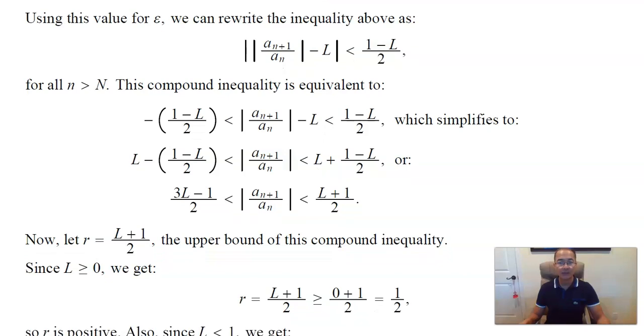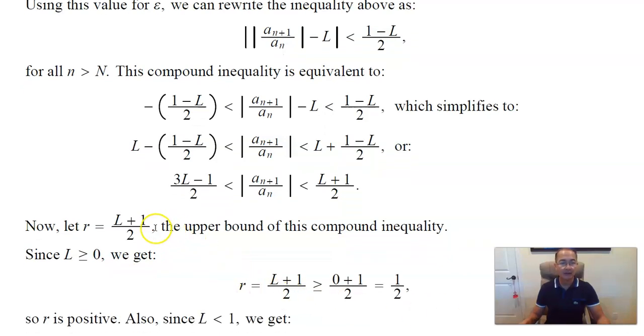Okay, so what we're going to do is R will be (L plus 1) over 2. Okay, so we're going to use this R for our geometric series. Since L is positive, (L plus 1) over 2 is at least 1/2. So R is also positive.